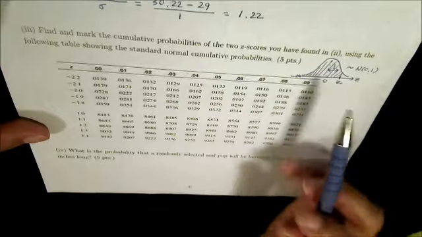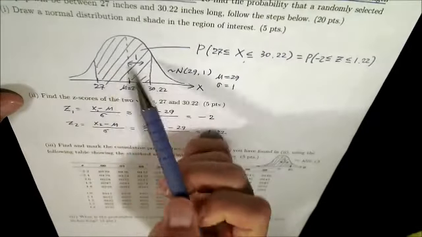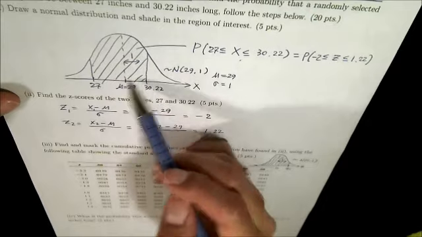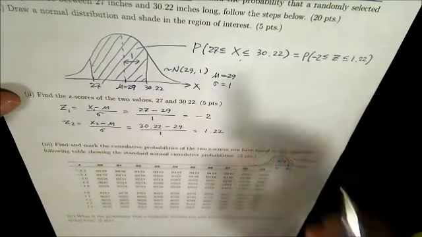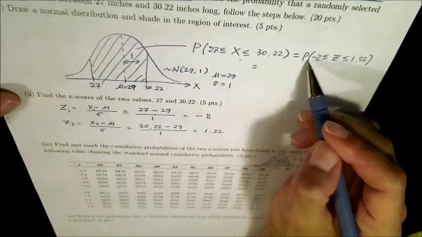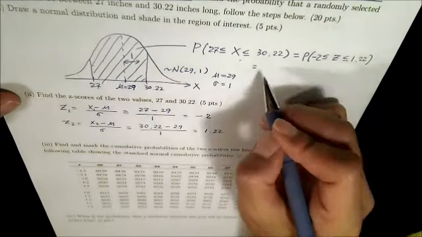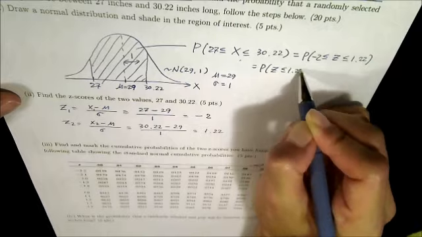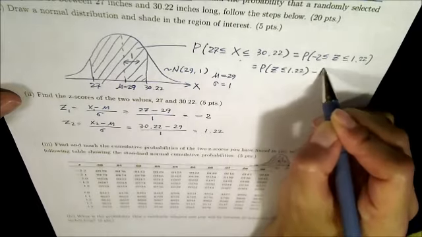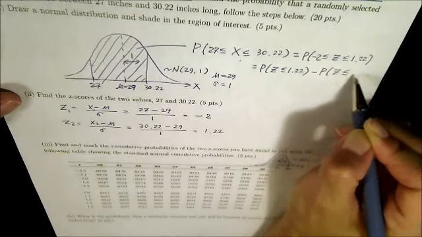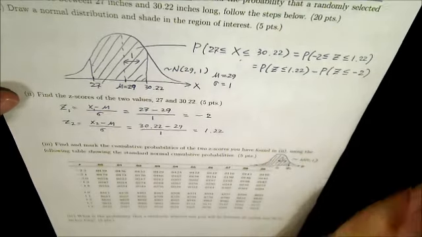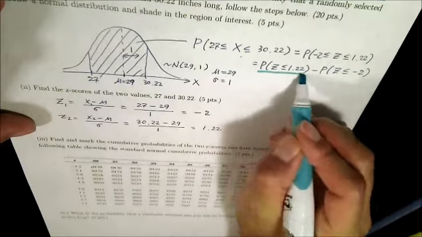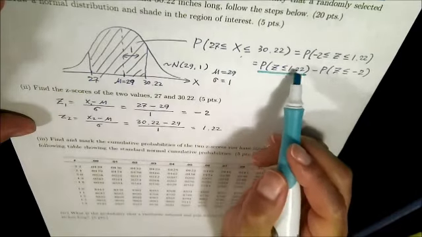However, here I want to find the area between these two z's. Then how can I find the area between these two z-scores? You can split this probability into two. How? Probability that your z is less than 1.22 minus probability that your z-score is less than negative 2. What did I do?